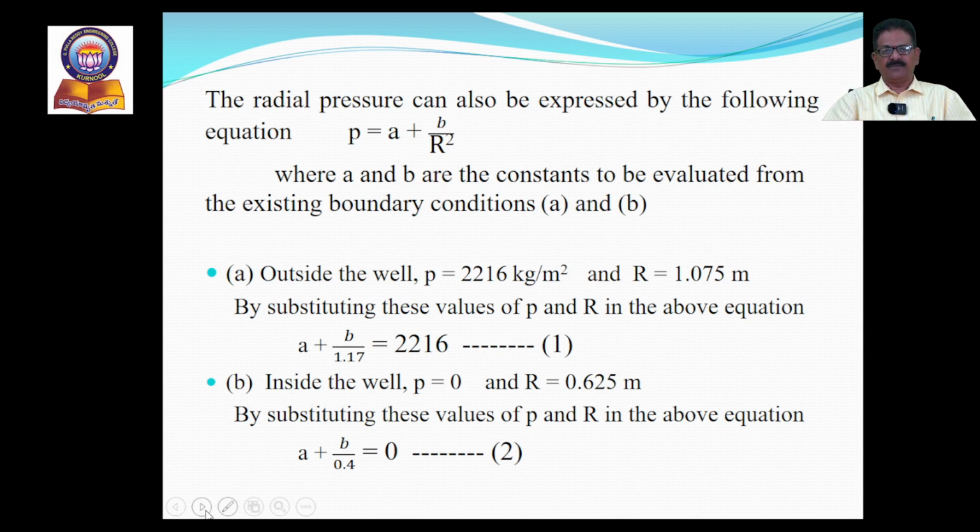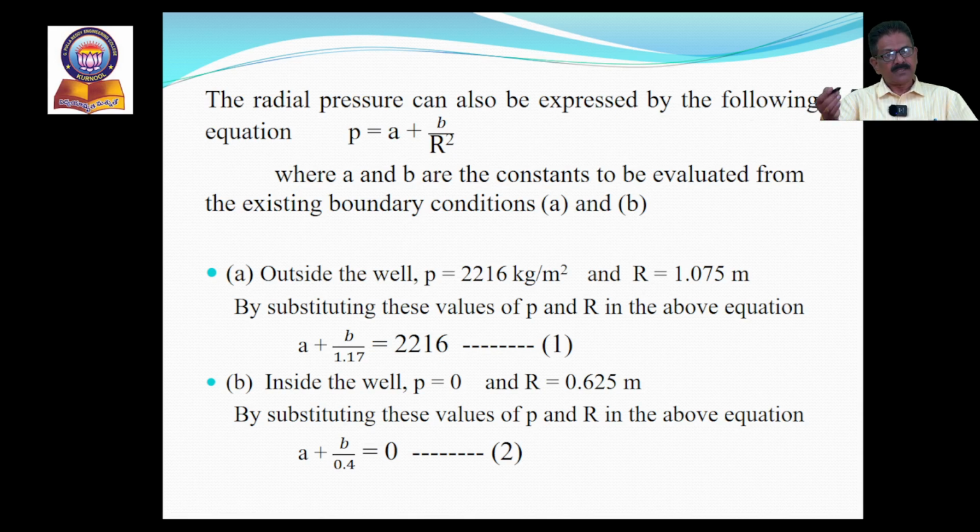What is the first condition? If you consider outside the well, let it be condition number 1. Outside the well, the earth pressure acting at this level is 2216 kg per meter square, for which the radial distance is 1.075 meters, as we just calculated. By substituting these values of P and R in the above equation, you will get a numerical equation: A plus B by 1.075 whole square, which is 1.17, is equal to 2216. Let it be equation 1.